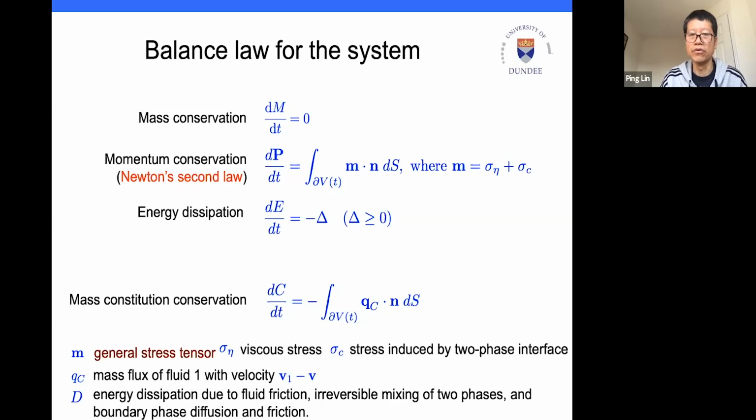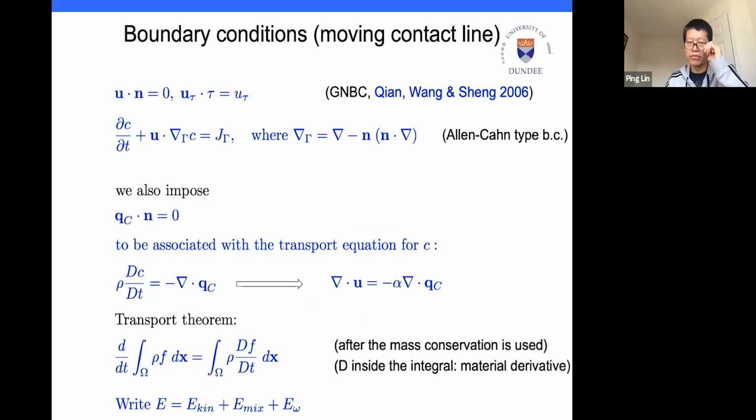Then we can proceed the same as before. We take the derivative of all these terms, and then we can get an expression for this capital delta. No matter what change you have, you want this delta to be non-negative. Then you can derive the model.